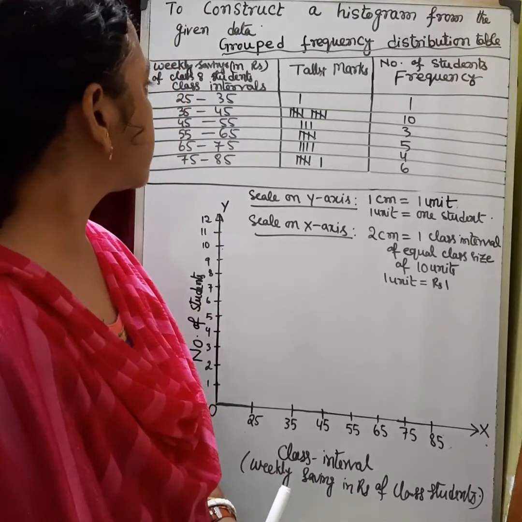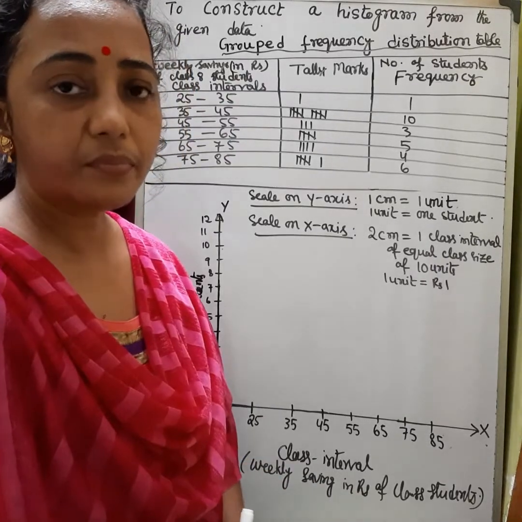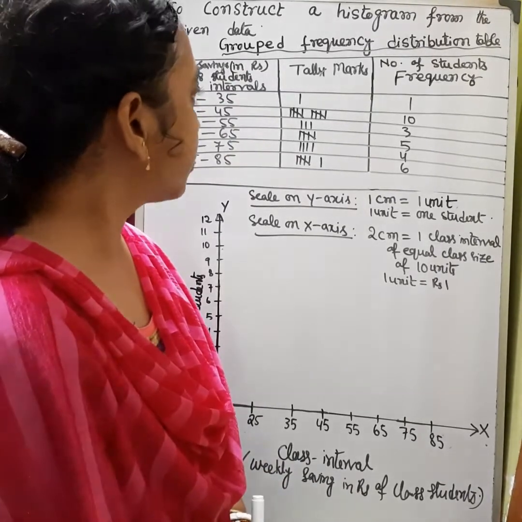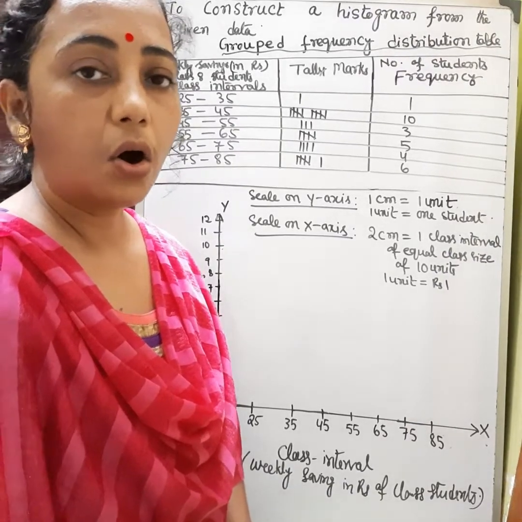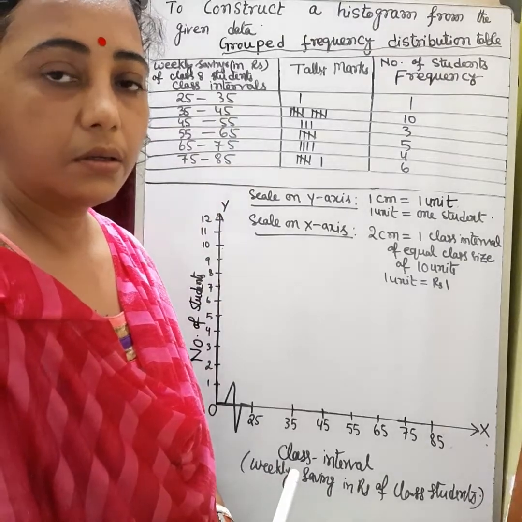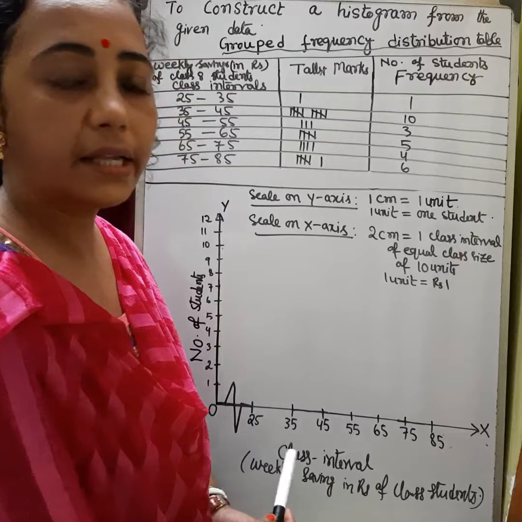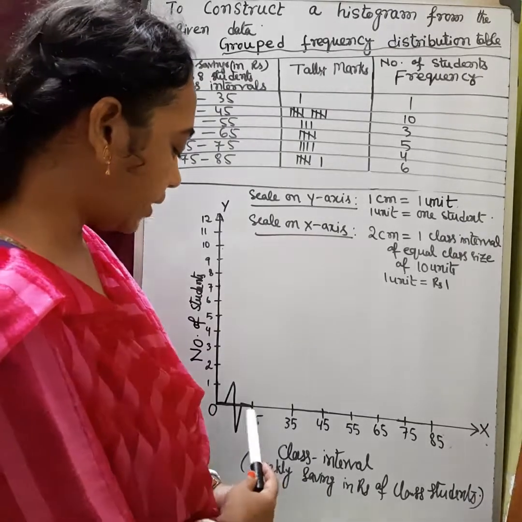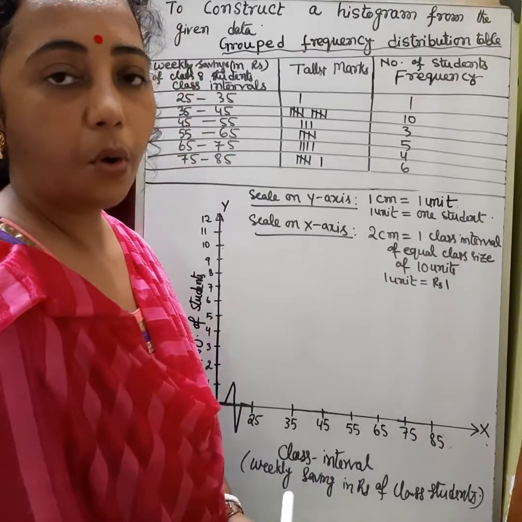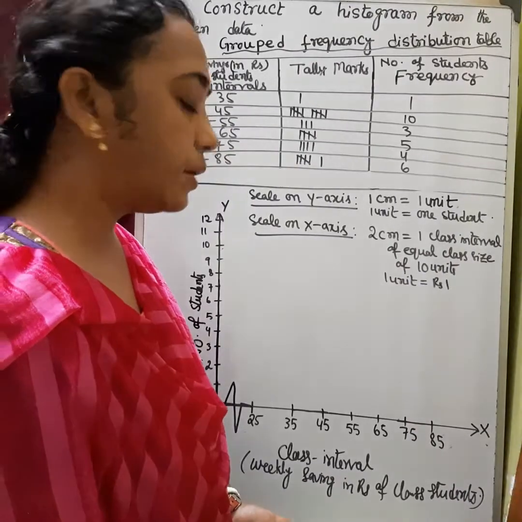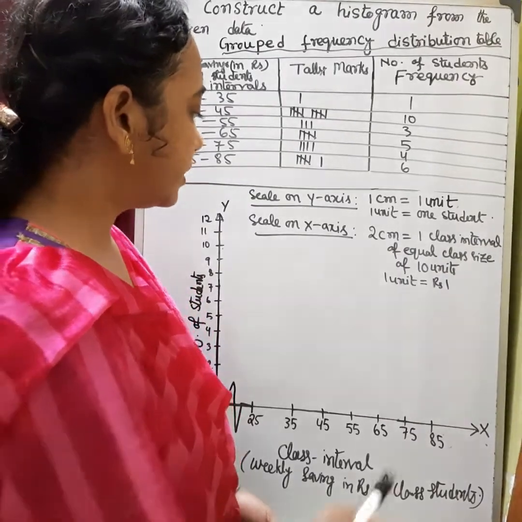But here the interval starts from 25, so from 0 to 25 there are no frequencies shown. In that case we will show a kink or a break. So we make a kink near the origin, which shows that the scale is beginning at 25, not at the origin. In this way we mark the points on the x-axis and y-axis according to our choice of scale, which is already written here.